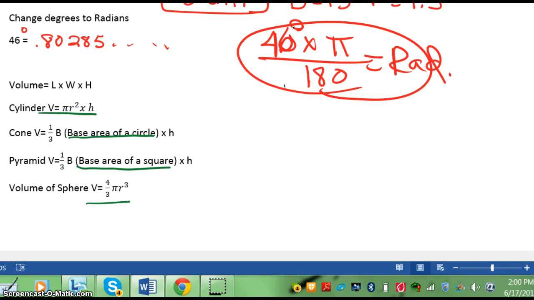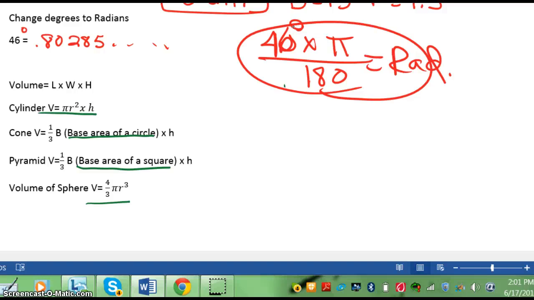Then just a couple other things here. Volume, we know, is length times width times height. The cylinder, like the volume of a tin can, the bottom of a tin can is your circle, so it's pi r squared, and then you've got your height. Pi r squared times height.